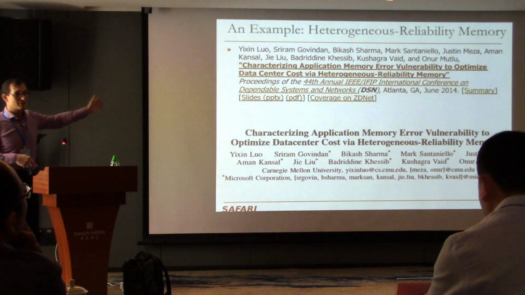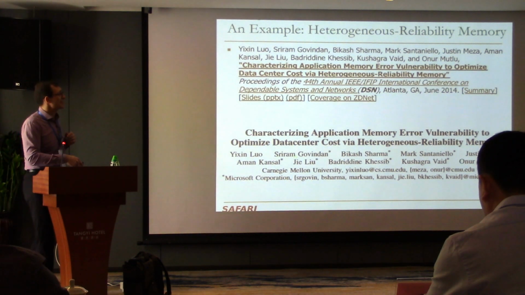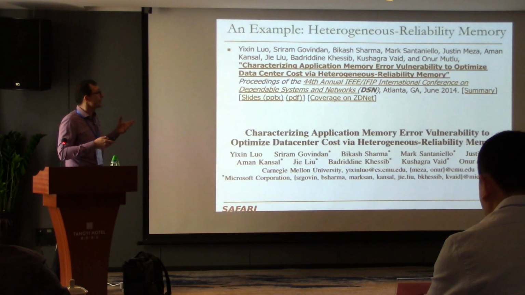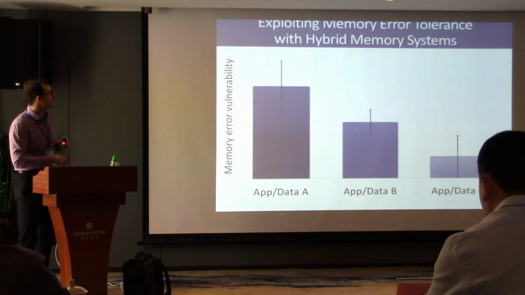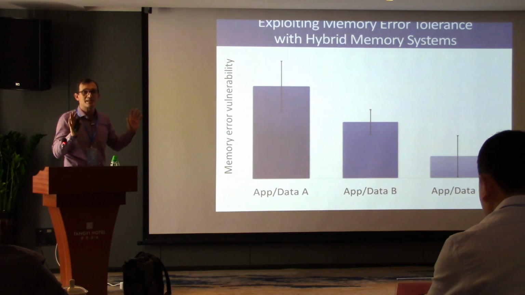This is work that we've done with Microsoft that shows that you could actually improve the cost of your data center if you know the approximability or error characteristics of your data. Basically, this is the error vulnerability. Some data is very vulnerable to errors. If you get an error in the data, the system crashes. Some data is not vulnerable. If you get an error, it's not that important.